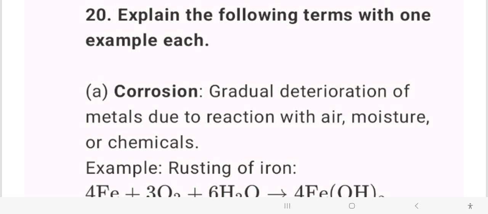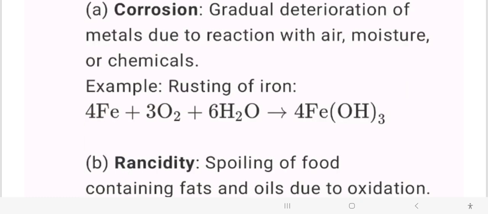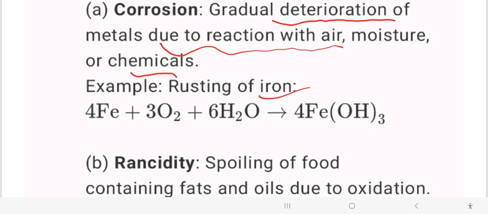So explain the following terms with one example each. So first one, corrosion. So what is corrosion? Just now we discussed, gradual deterioration of the metals due to reaction with air, moisture or chemicals, right? So example, rusting of iron. Iron reacts with the oxygen and even the moisture content in the air, so it is going to form ferric hydroxide. So this is the example of corrosion.